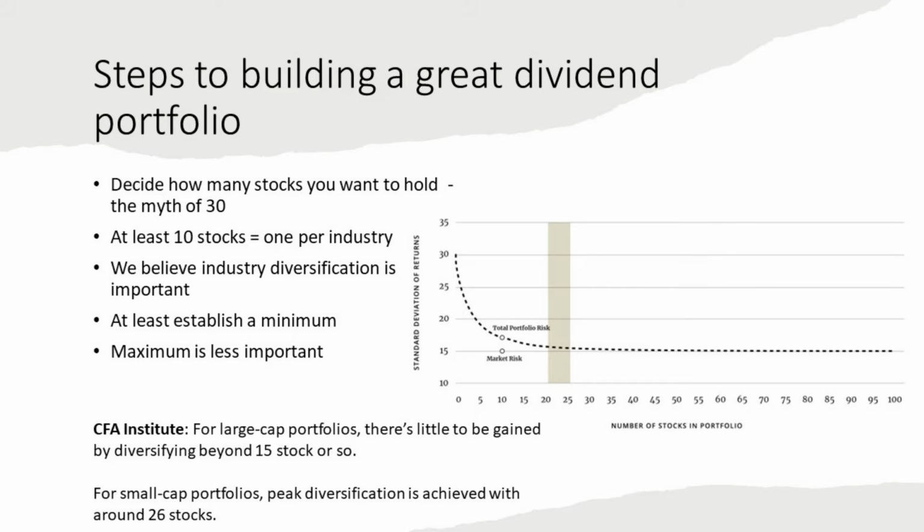So the takeaway here is it really comes down to preference. Anywhere from 10 to 30 are desirable. If you listen to what the CFAs have to say, then around 15 would be your sweet spot.